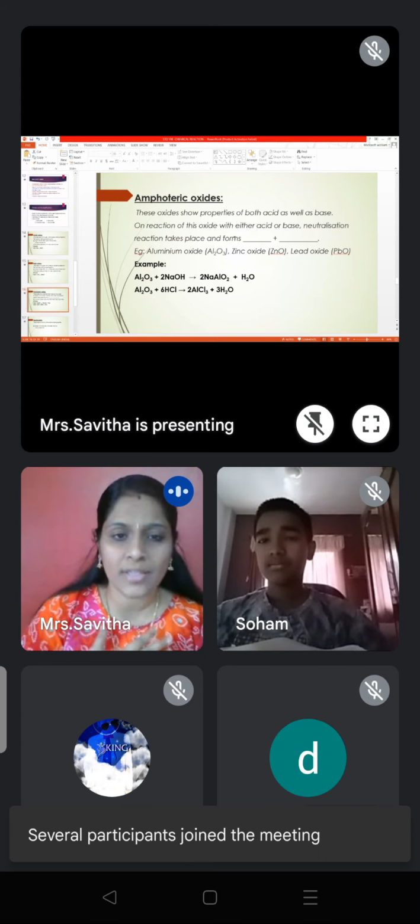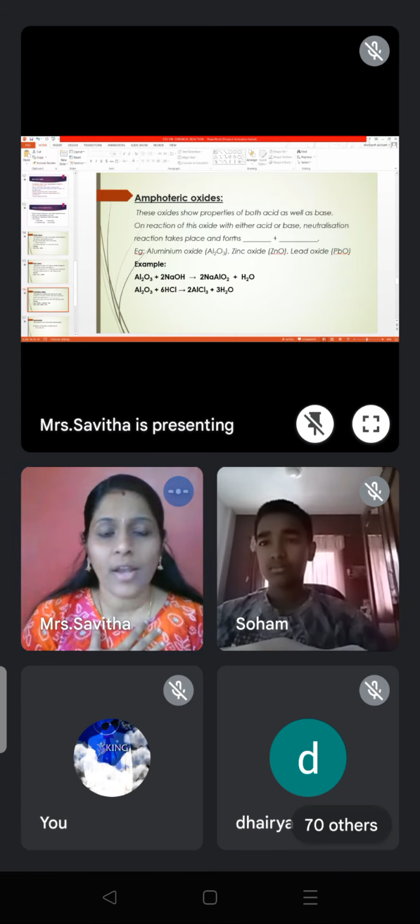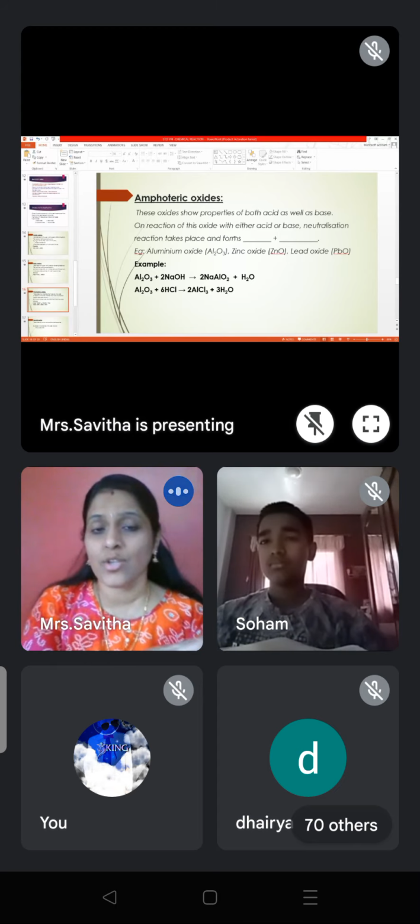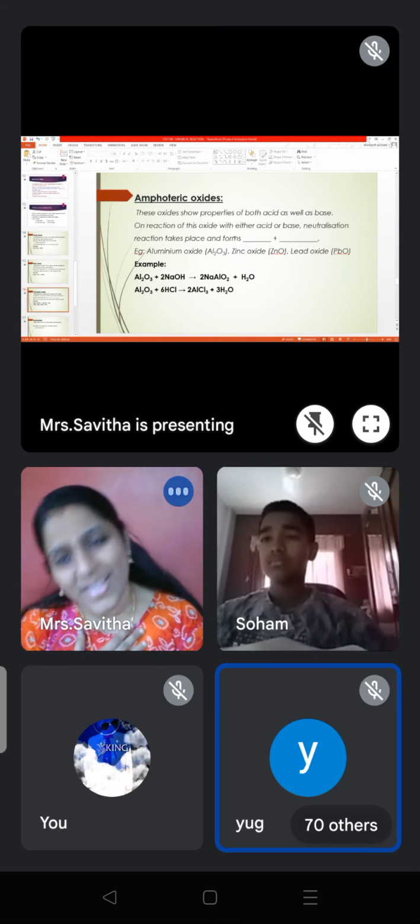Now suppose I am an amphoteric oxide. Here I am taking a base. I have to react with the base. So I am acting as what? Acid.